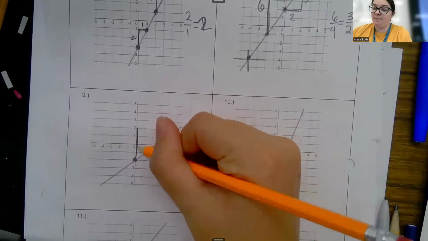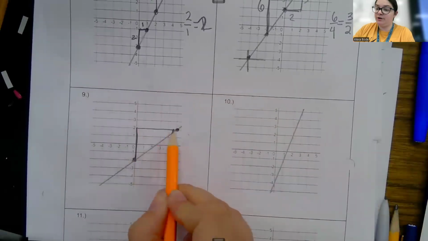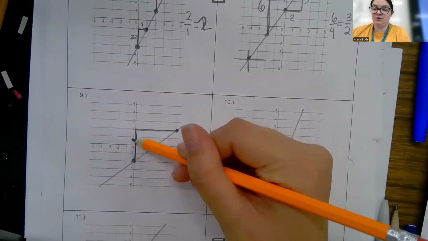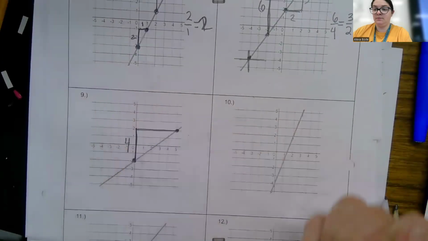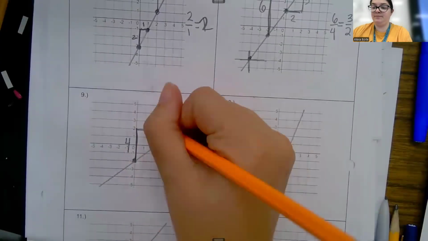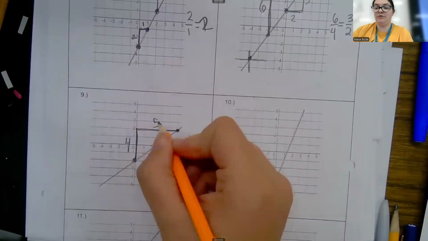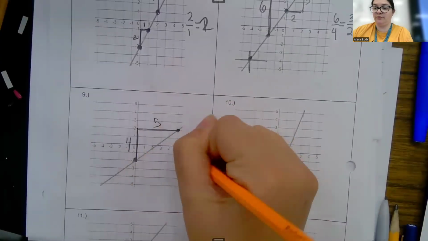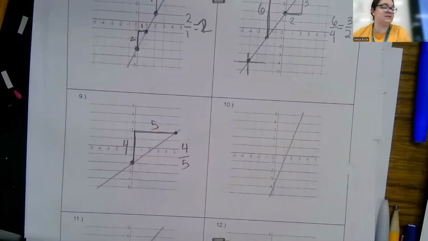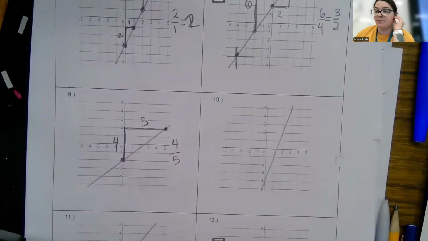So then I can go up and over. My vertical distance is 1, 2, 3, 4. My horizontal distance is 1, 2, 3, 4, 5. So my vertical over my horizontal is 4 over 5, 4/5. I cannot simplify 4/5, so that is my slope.